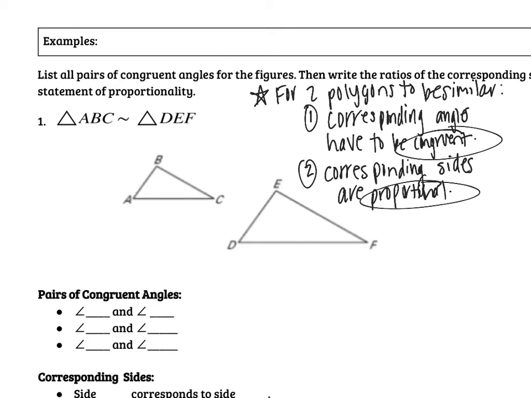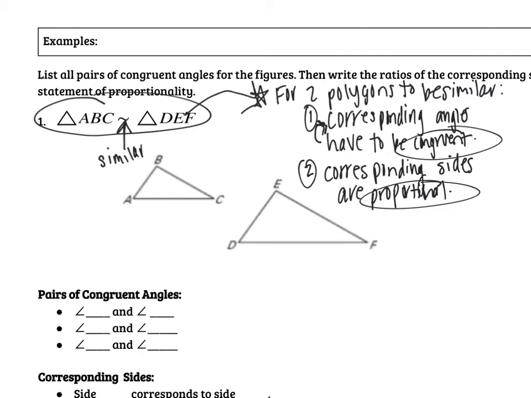When we are deciding whether two shapes are similar to each other, we have to check that their corresponding angles are congruent and that their corresponding sides are proportional. So when this question says, list the pairs of congruent angles, we are looking for the angles that correspond with each other. So this statement right here is called a similarity statement. And it says triangle ABC is similar to triangle DEF. That little squiggle line right there just means similar. So it means that these things are true for these two shapes.